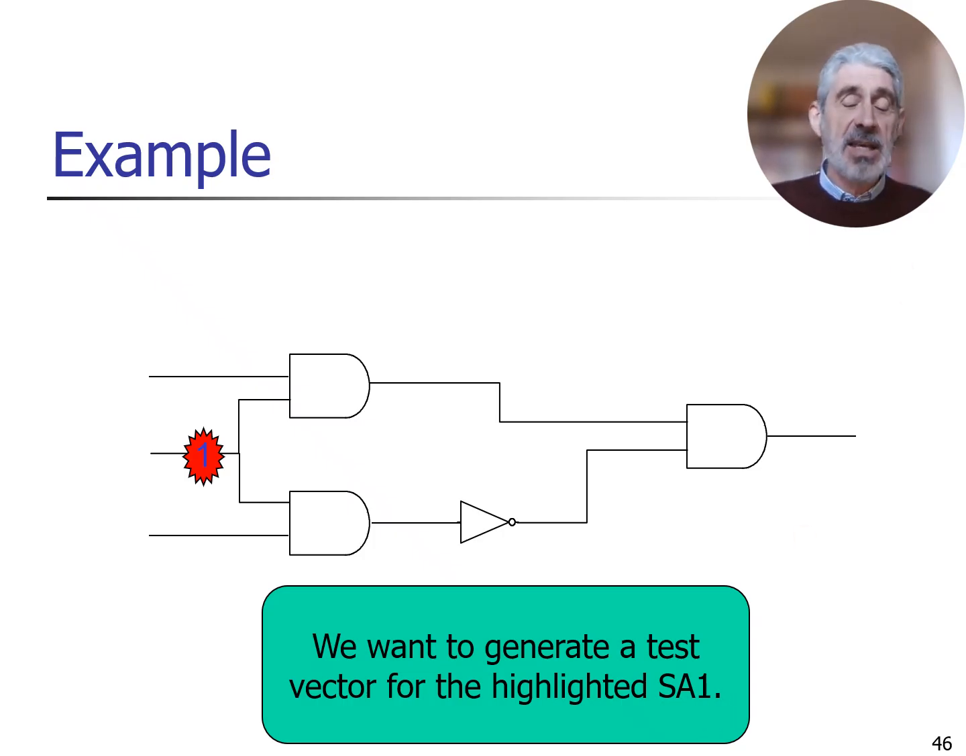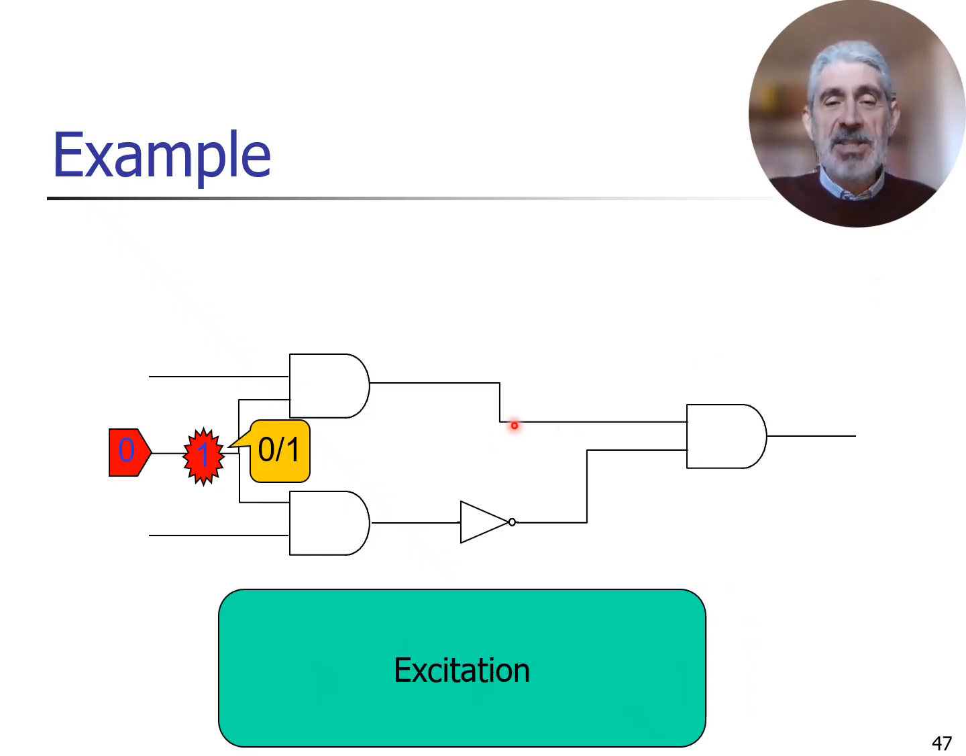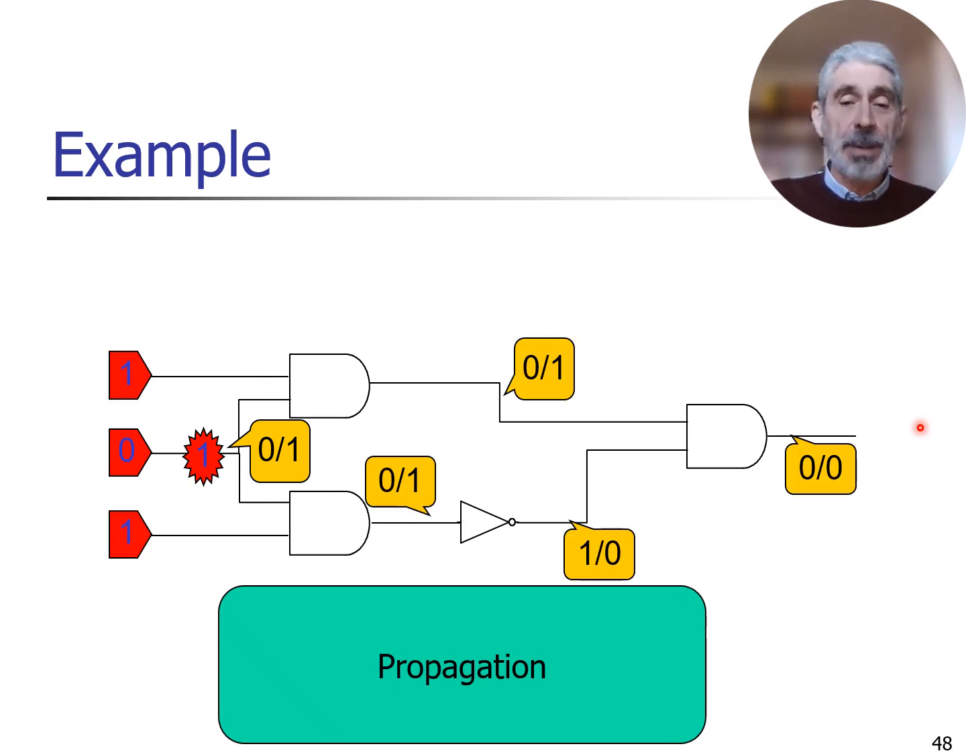Now, in this case, I have different possibilities. Clearly, the easy starting point is to excite the fault, meaning that this input line should be forced to 0. In this way, I will create an error on the fault location. Now I need to propagate this error, and the propagation may happen in different ways. Let's assume that we want to propagate this error through both the upper path and the lower path.